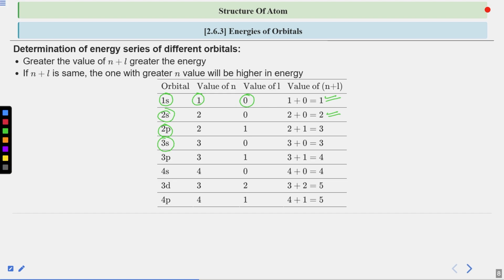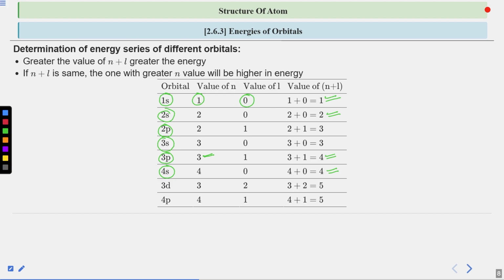Now moving on to the next, we have 3p. We know it very well, it will be 4, so the n plus L value is higher in this case. Now coming to 4s, it has the same n plus L value. How will we decide between 3p and 4s? Again, we will look at the n value here. Since 3p has a lower n value, it will be in the lower energy state. So this is the increasing order of energy from top to bottom.